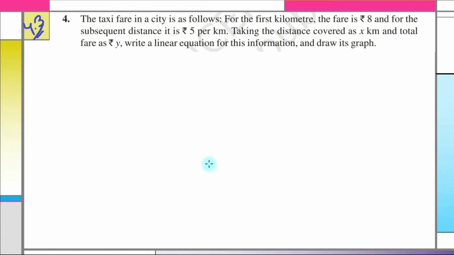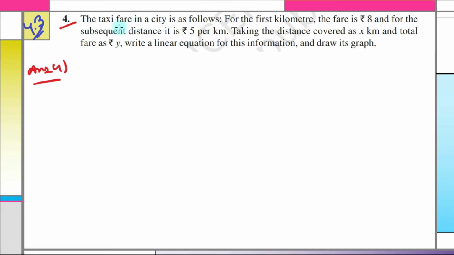Hello friends. In today's video, we are going to solve the fourth question of exercise 4.3 of class 9. My friends, this question is one of the most important questions in this exercise, and let's see how we can solve it. This question might look scary, but it is not. So let's read the question.